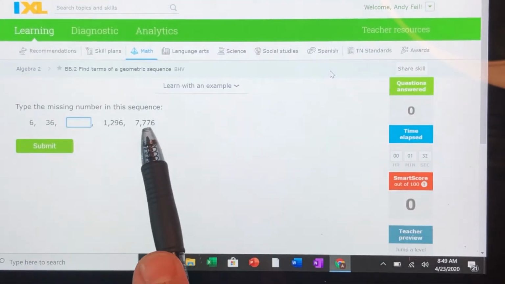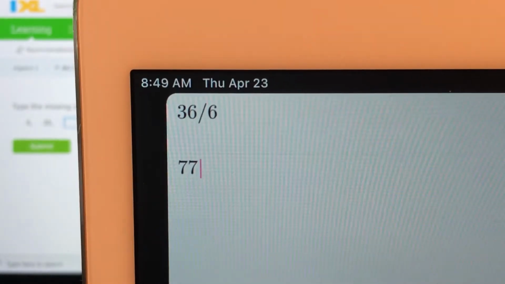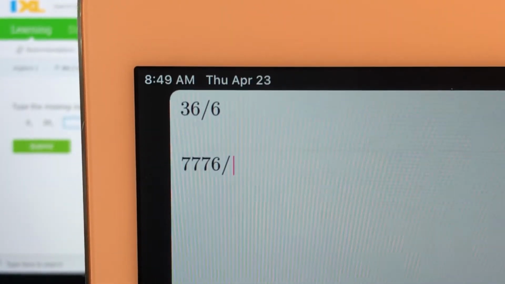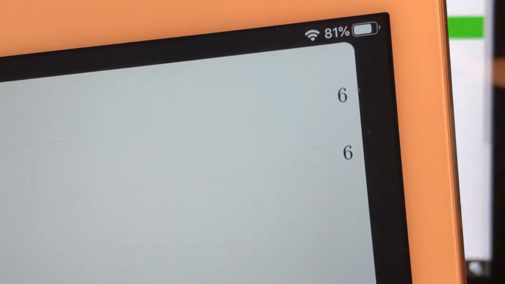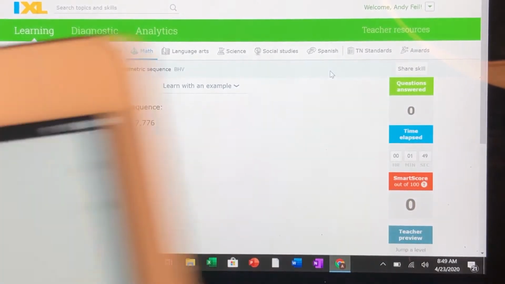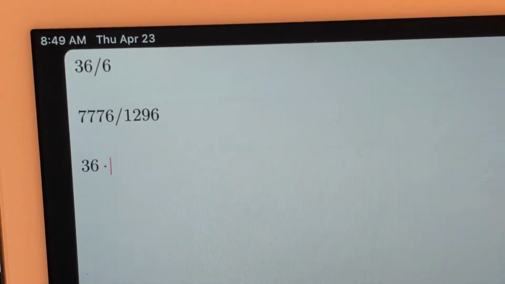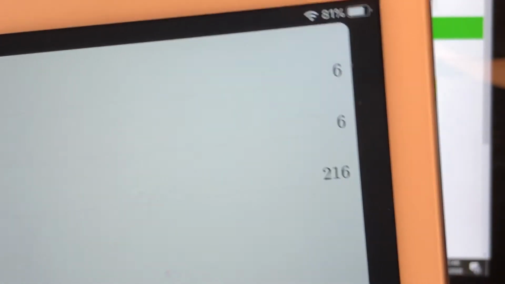Would you get the same thing if you took this number divided by this number? 7,776 divided by 1,296. Same thing, 6. So that means the common ratio is 6. So what is 36 times 6? 36 times 6 is 216. And so that's what you type in. And that's it. That's what you do for every one of these problems. Figure out what they're multiplying by or dividing by each time and do that.